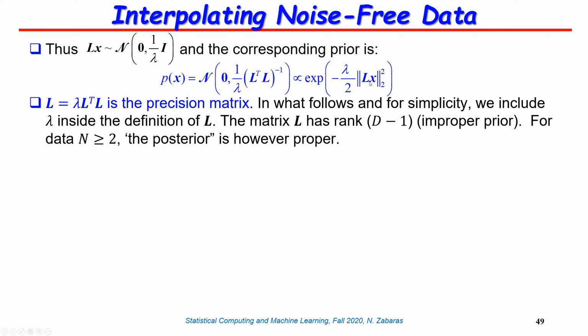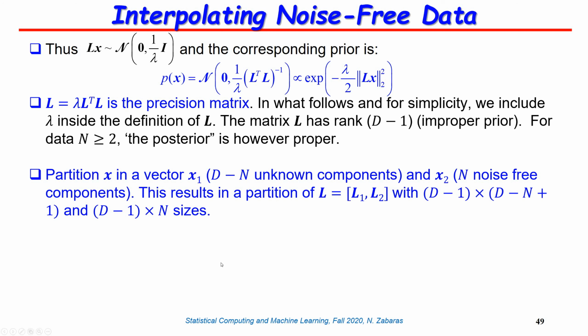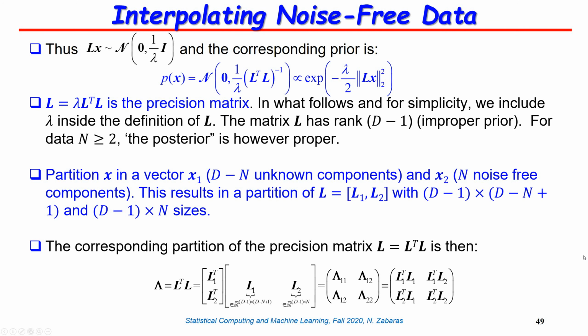So I'm going to incorporate lambda inside the precision matrix. I'm going to scale the precision matrix to incorporate lambda inside, and so when you expand this, you're going to get a precision matrix that is L transpose L. That's what we have here. So what I'm going to do is partition the matrix L in a fashion that accounts for the grid points where I provide data and the grid points where I don't have any data.